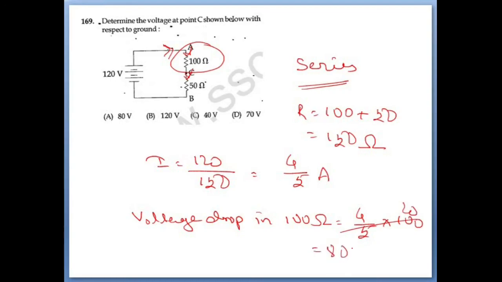5 into 20 is 100, 4 into 20 is 80 volt. We are giving 120 volt and from this 80 volt is dropped in this resistance. So what will be the voltage left and it will reach at C? So we can calculate as 120 volt minus 80 volt. 120 volt we are supplying and 80 volt is the drop in this resistance. So the voltage what will reach at C will be 120 minus 80. It means 40 volt. Answer will be C.